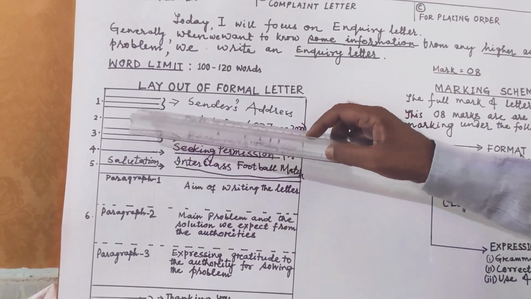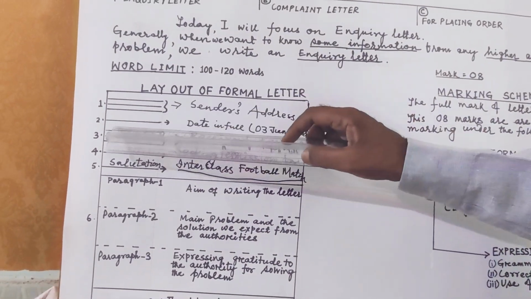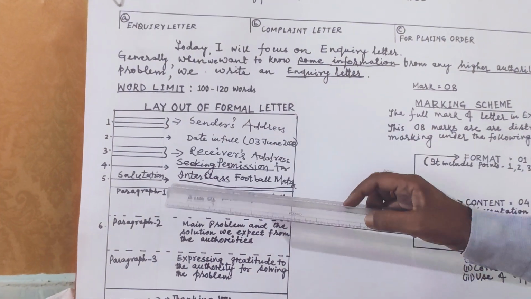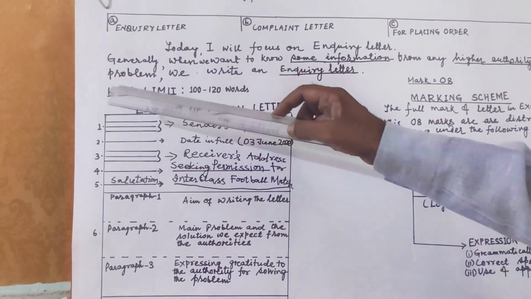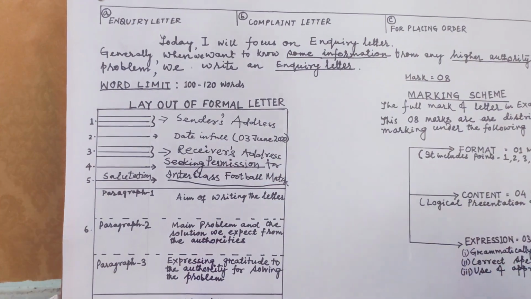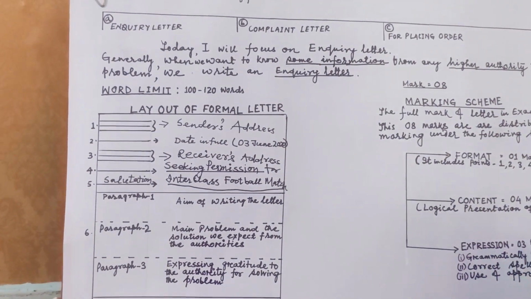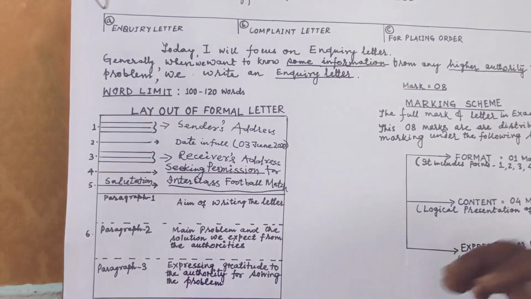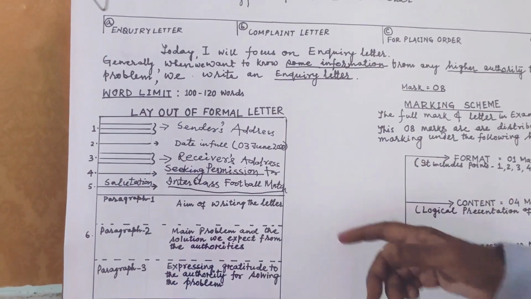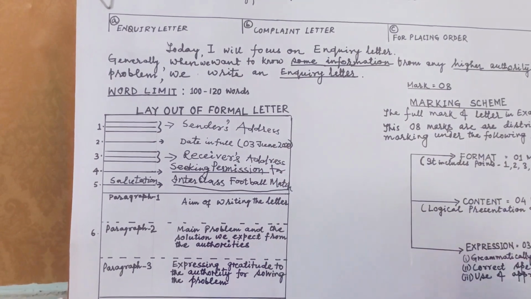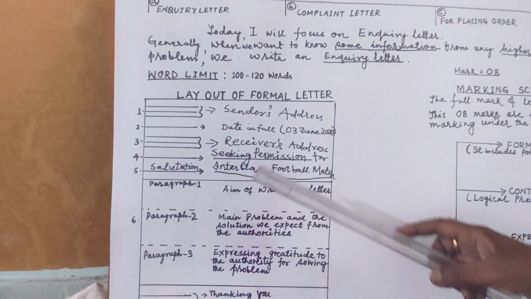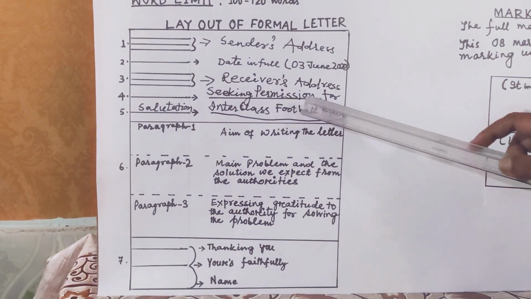Now students, you can see here between point 1 and 2 there is some space, right? So I would suggest when we write all these points, we will leave some space. The reason, we want to maintain uniformity, and secondly our presentation will look beautiful. Now point 3 we write receiver's address.